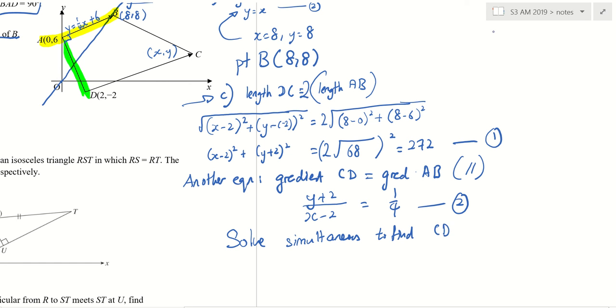CD. Can I draw a line and then tell you the alternative method? I believe all of you will love the alternative method. No, the whole thing is not equal to the gradient, the whole thing is just one equation. I have some x squared, some y squared is equal to a number. I have some xy is equal to a number. I need to make x the subject of the formula, put it inside and solve for x or y.